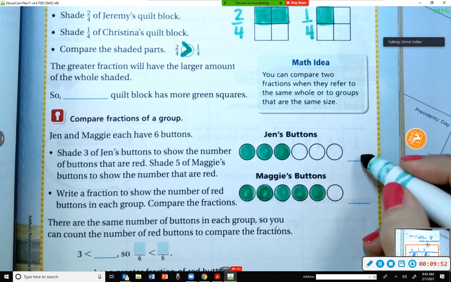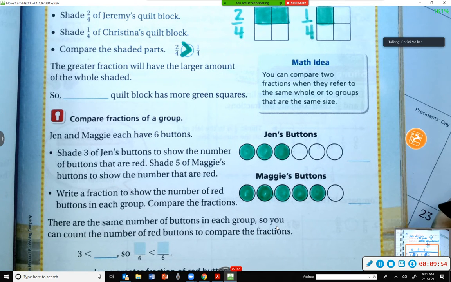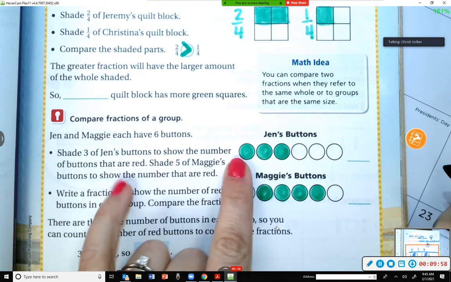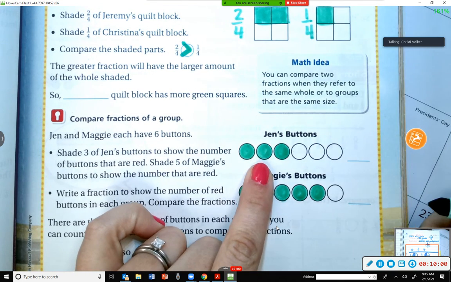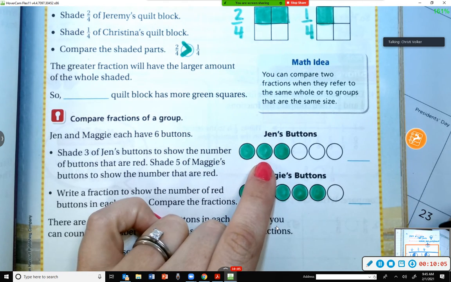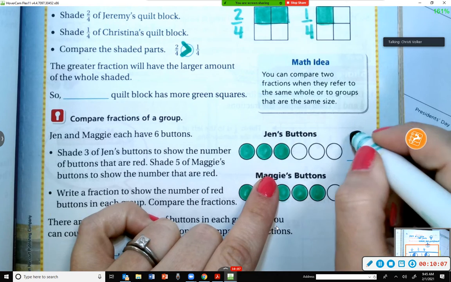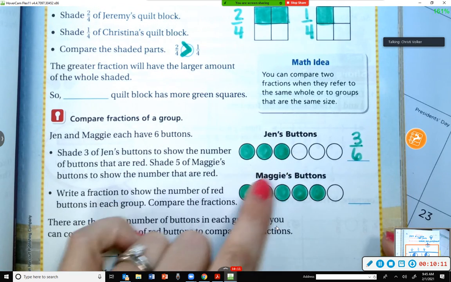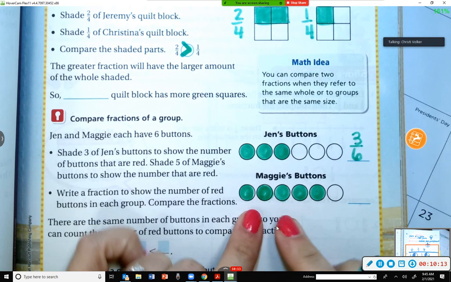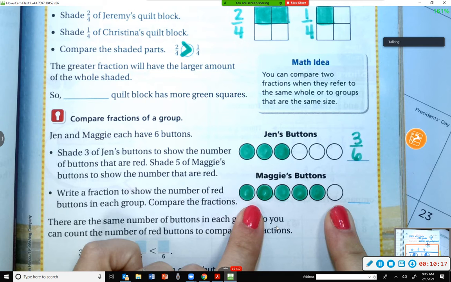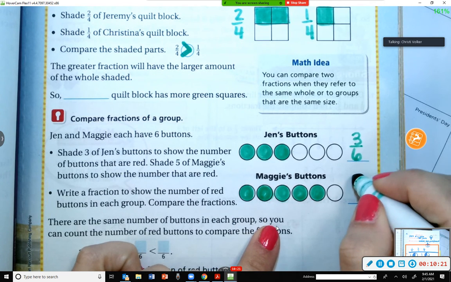Okay, now over here, what fraction of Jen's buttons are red? Or in this case, shaded green, because I used green markers. So what fraction will we write for Jen's buttons? 3/6. Good. Those of you at home, if you want to unmute your microphone, you can call out an answer. Okay, so for Maggie's buttons, 5/6. Good.